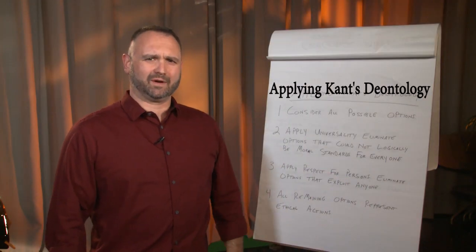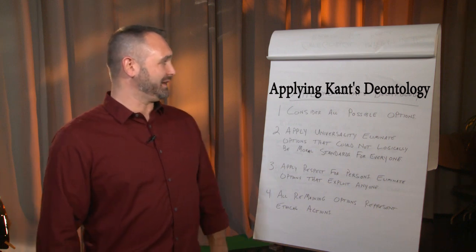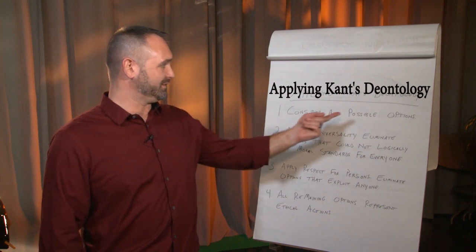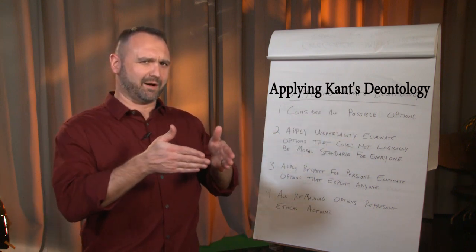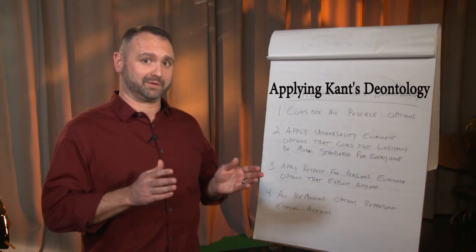When we're going to solve an ethical quandary using Kant's Deontology, like with everything else, we're going to start by looking at the options that we've identified. So we're going to consider all the possible options. And then we're going to start whittling the options down towards acceptable solutions. And we do that by applying the two principles from Kant's theory.